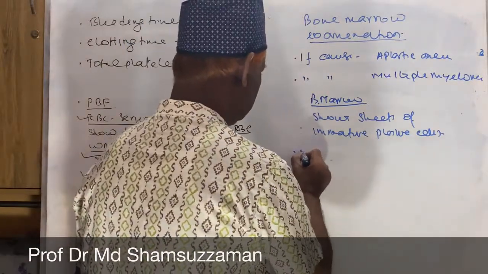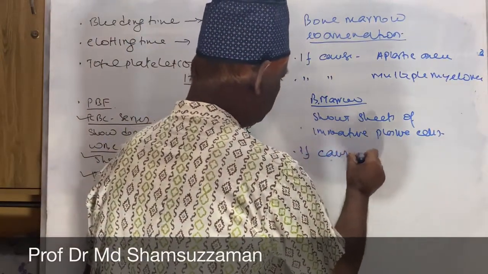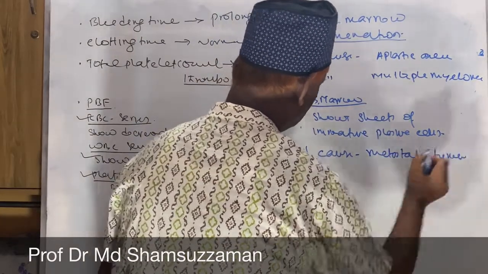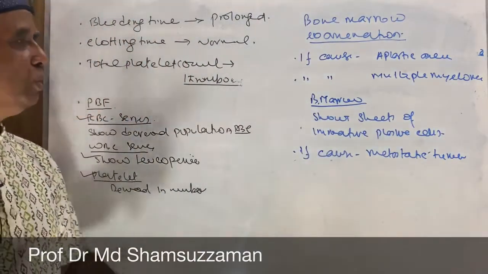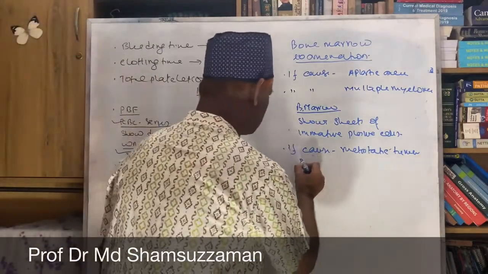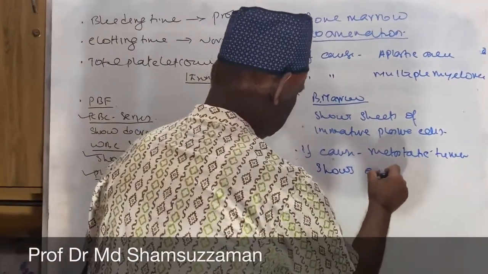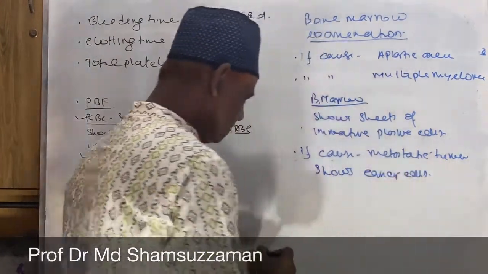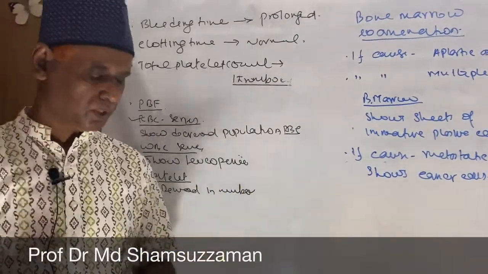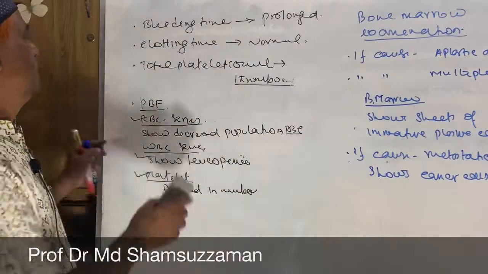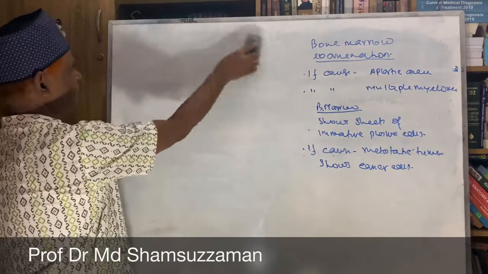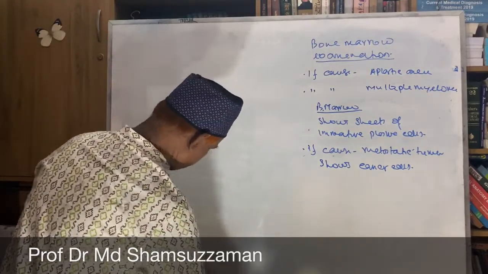If the cause is metastatic tumor of bone, the bone marrow will show atypical cells or cancer cells. So bone marrow shows cancer cells. If the cause is myelofibrosis, then bone marrow shows area of fibrosis with decreased hemopoietic element. So these are the bone marrow findings.